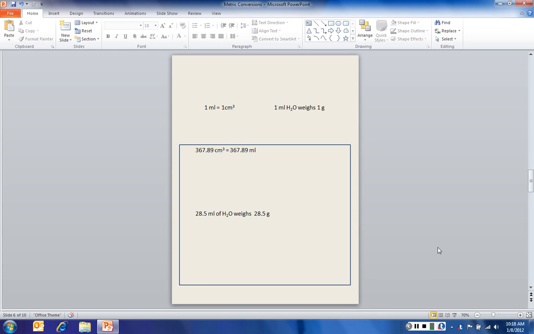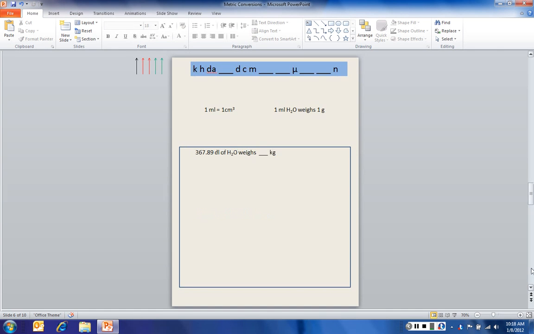Simple enough. Okay. But you can use that information to answer some questions. Let me show you what I'm talking about. All right. In this one, we have the same properties. 1 ml is 1 cubic centimeter. 1 ml of water weighs a gram. But I've also put up that mnemonic device for converting units, because we can use a combination of those two pieces of information to answer the question down below. 367.89 deciliters, right there. All right, so deciliters of water weighs how many kilograms?